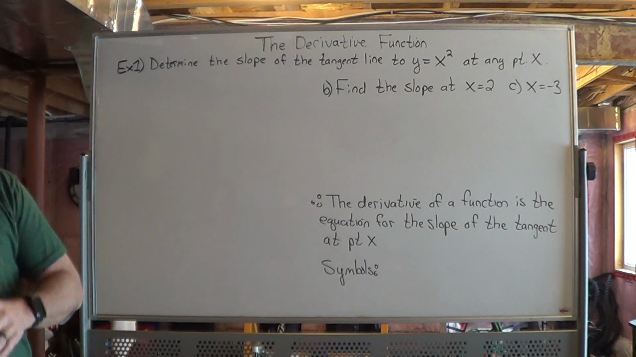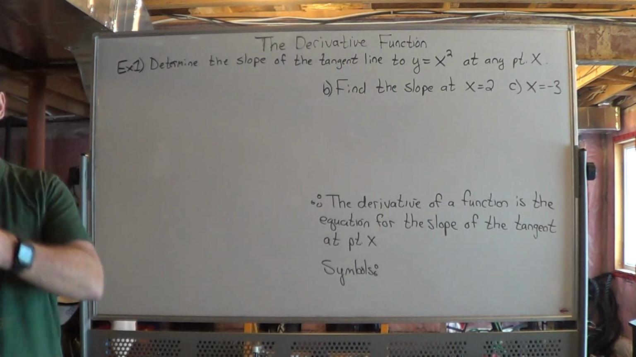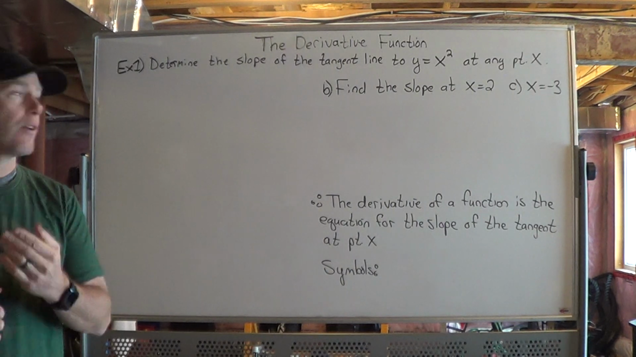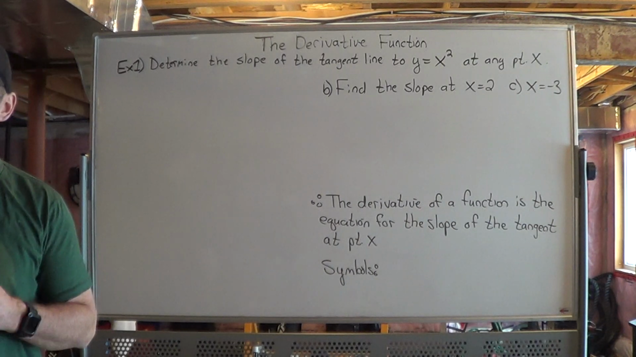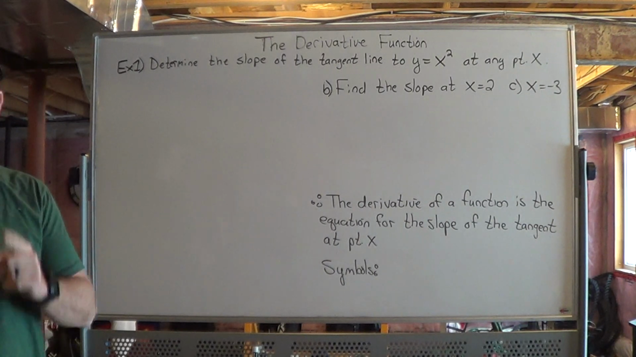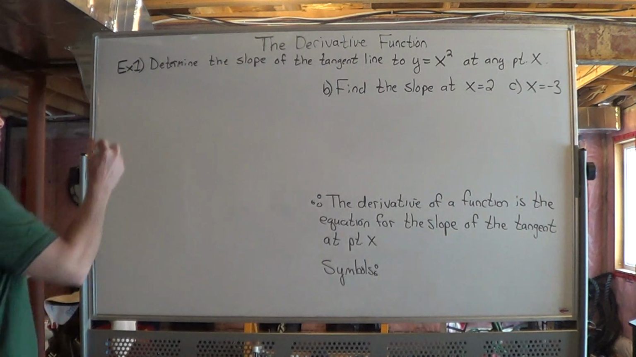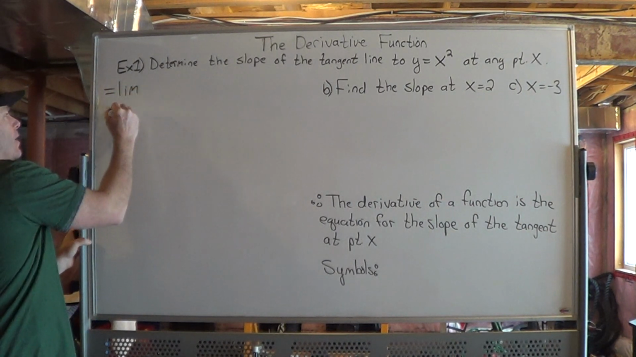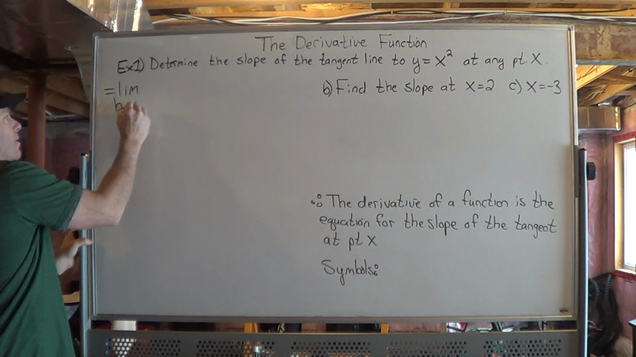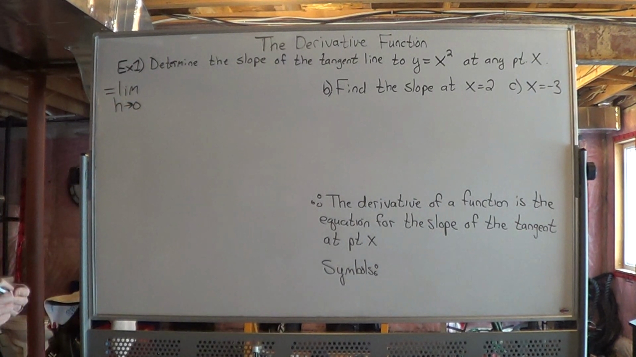Alright, so now we have found in our last unit, and we did this in advanced functions, we found the slope of a tangent line at some point of x. But now I'm just finding it at any point x. So what that means is that we use our definition of a limit again. So the limit as h approaches 0.